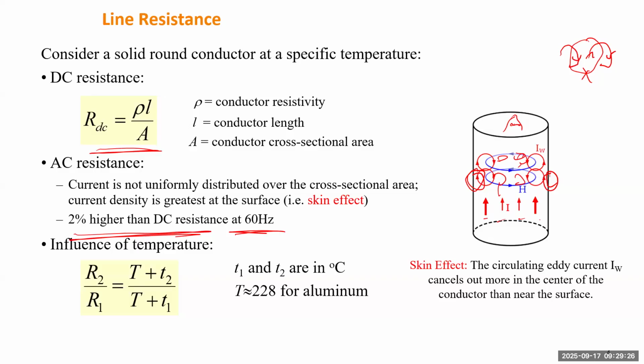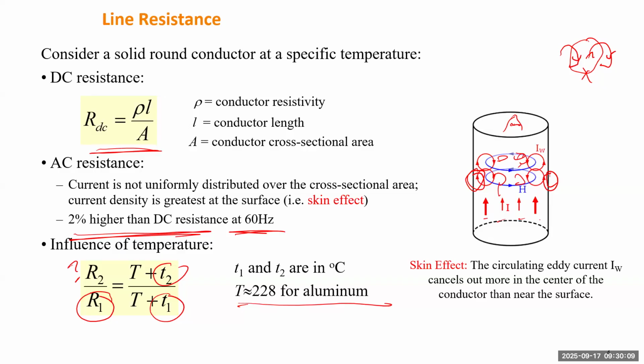The next one is about temperature. If you already know the resistance measured at temperature 1, and you want to calculate the resistance at temperature 2, you just need to use this formula by giving the temperature 2. It satisfies a linear relationship to change the resistance. The higher the temperature, the higher the resistance. Okay, for aluminum, the capital T here is 228 degrees. That determines for a material how easily it can become a superconductor.